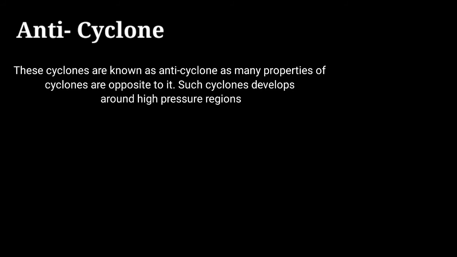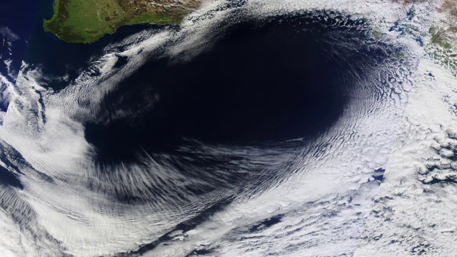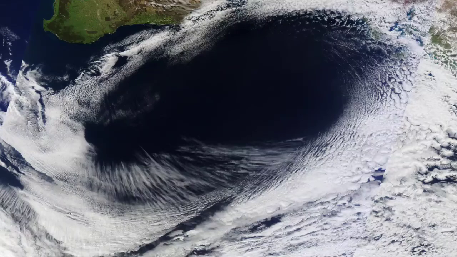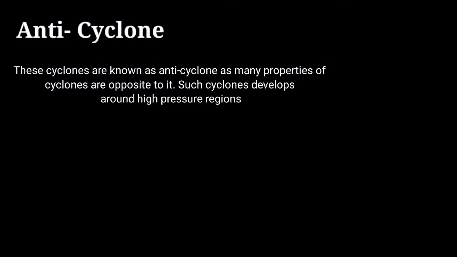Now let us discuss the next topic, that is the anticyclone. These are known as anticyclones as many of their properties are opposite to a cyclone. Such a cyclone develops around high pressure regions. A cyclone has a low pressure center, whereas an anticyclone has a high pressure center. Throughout the globe, wherever there is a high pressure belt, anticyclones develop. It results in fair or clear weather.